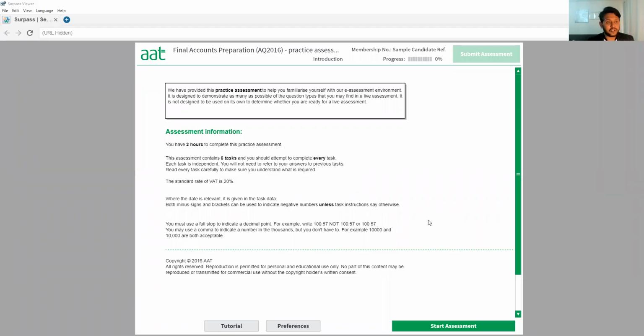So, final account preparation for the Level 3 practice assessment 2. You will have 6 questions in the exam. We have to answer 6 questions, and all 6 are mandatory. There is no optional question. We have to answer all 6 questions in the exam, number 1.